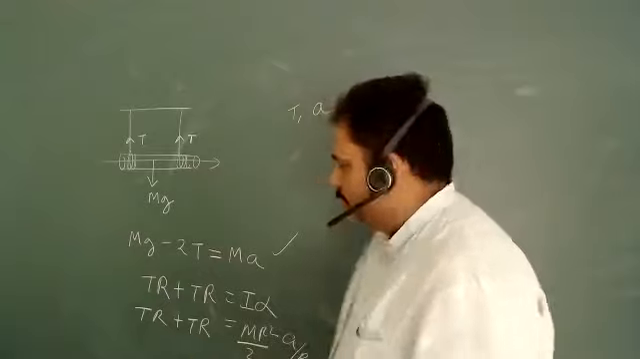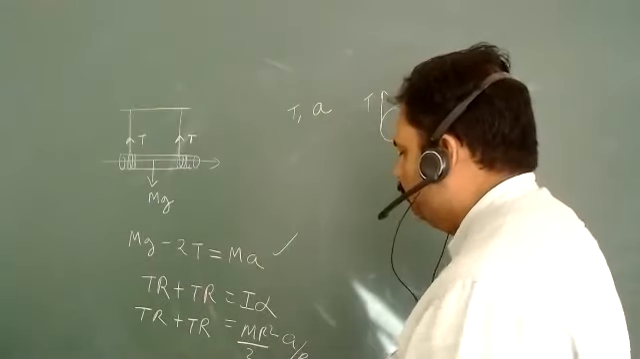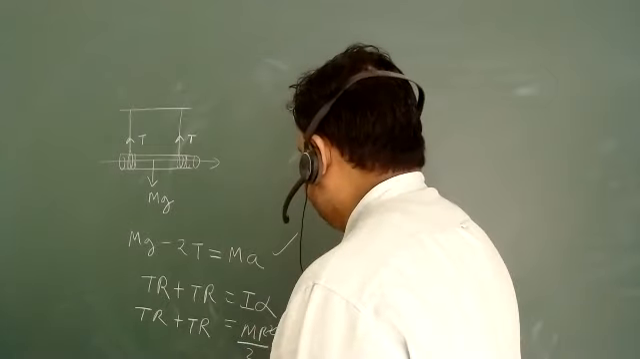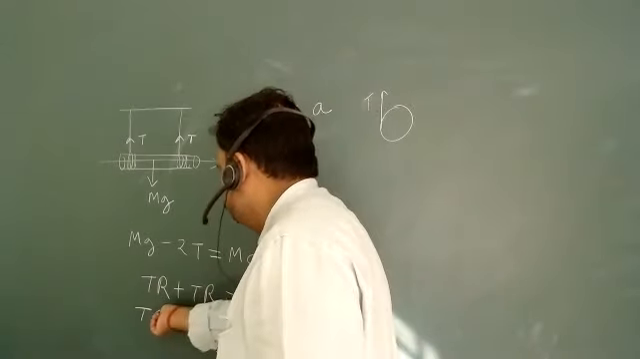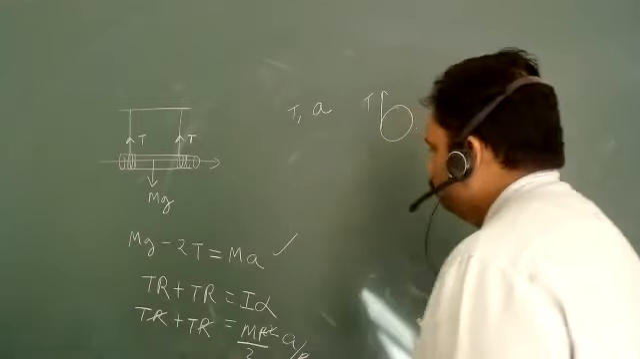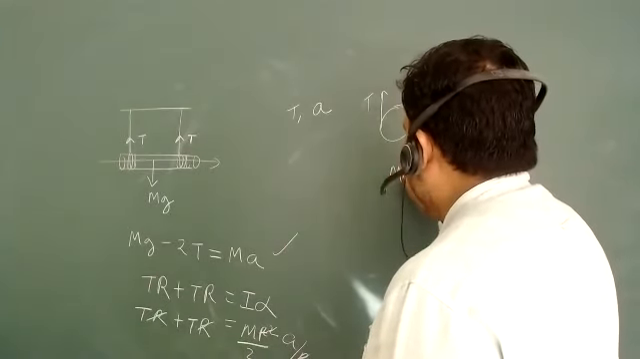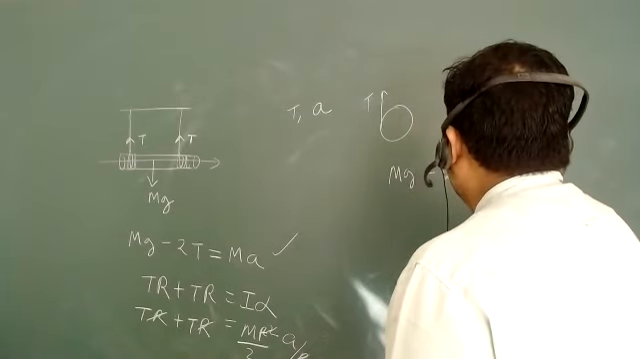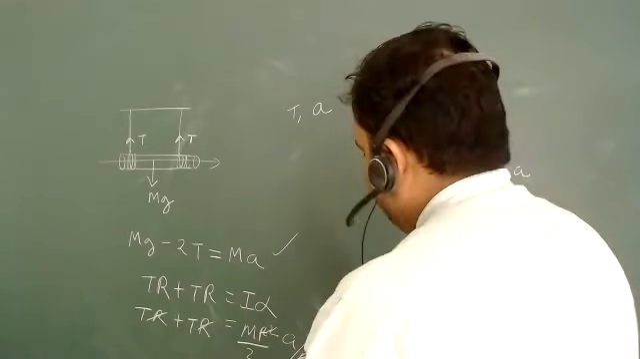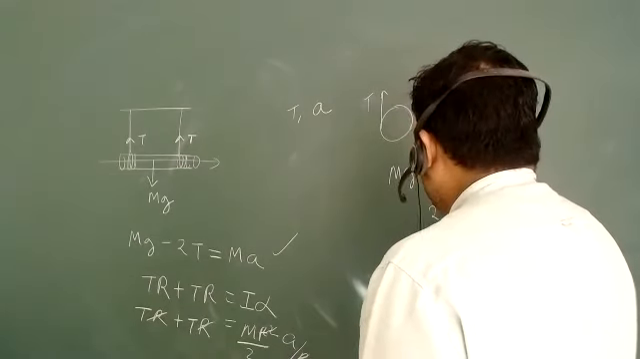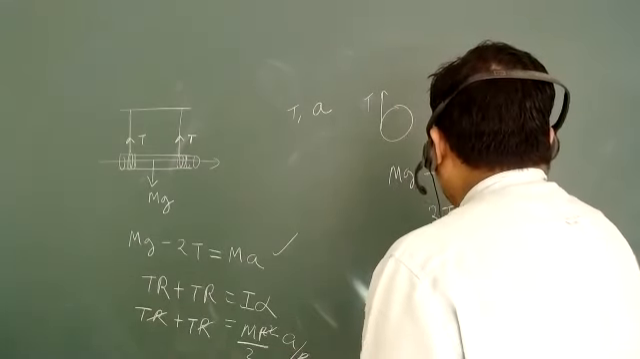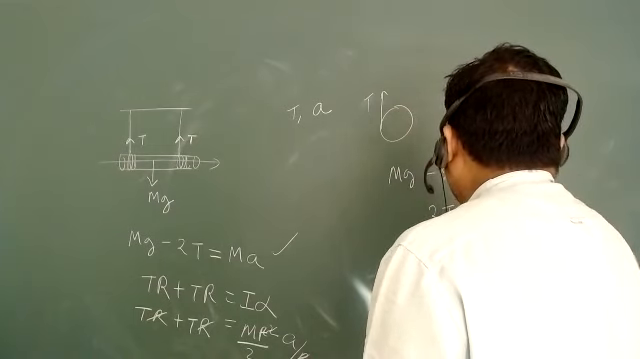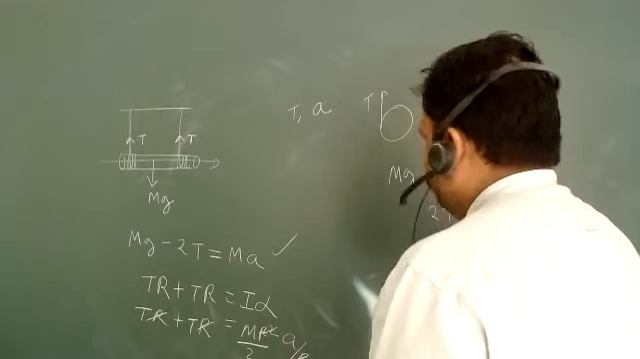Whenever it is a rolling case, you have this sort of information. So you have R and R here, and this R will be gone. So you have two equations. The first equation is mg minus 2T is equal to ma, and here you have 2T is equal to ma by 2. So tension is equal to ma by 4.